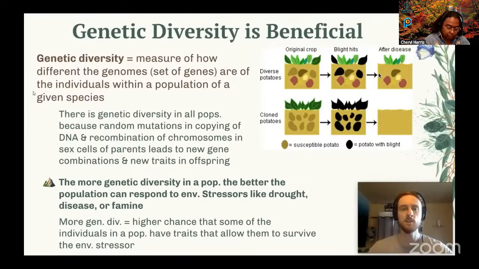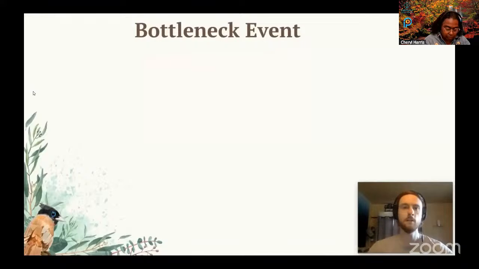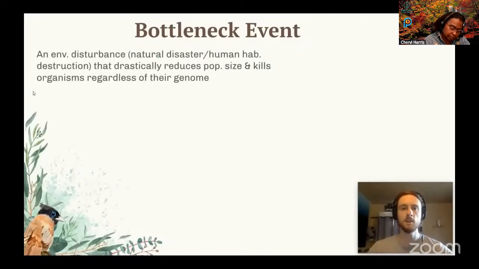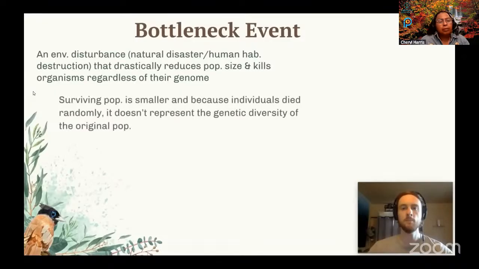Now we'll talk about something called a bottleneck. A bottleneck event is an environmental disturbance that kills a lot of the members of a population regardless of their genome. So it's not natural selection, it's just a large disturbance such as a fire or a hurricane, and it's going to kill members of this population regardless of their genome. So what happens is the surviving population is a lot smaller and it has a different genetic makeup or a different gene pool than the original population. So it no longer represents the diversity of the original population.